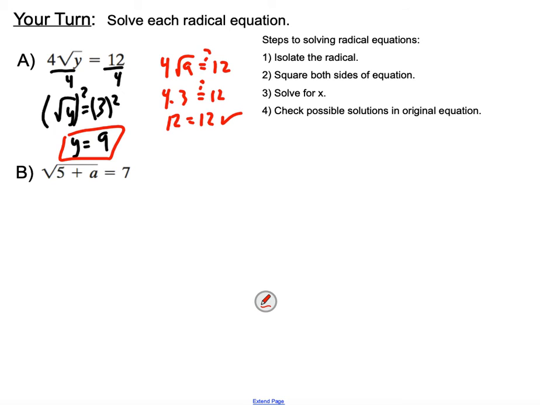Letter B, if you look at that one, the radical is already isolated, so we can just go to step 2 there and square both sides of the equation. So square and the square root cancel each other out. So on the left-hand side there we have 5 plus a, and on the right-hand side there's 7 squared, there is 49. Now let's go ahead and get a all by itself. So we're on step 3. It says solve for x, but in this case we're solving for a. So subtract 5.